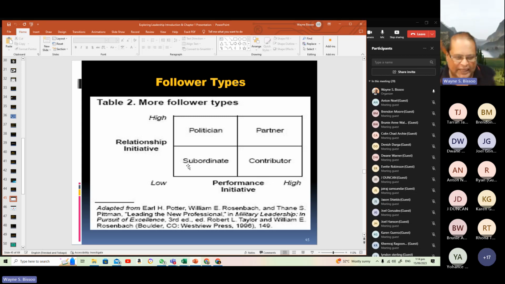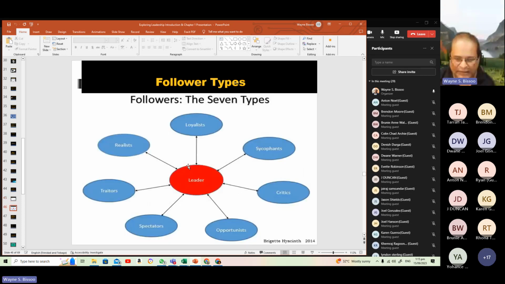The idea here is that as a leader, if you know your follower types, then you know how to utilize them to their best ability. And that's the important thing. Now, the Hyacinth model, which is not from this text but comes from another text, speaks about the 7 different types of followers for a leader in a political environment. So you have loyalists, sycophants, critics, opportunists, spectators, traitors, and realists.